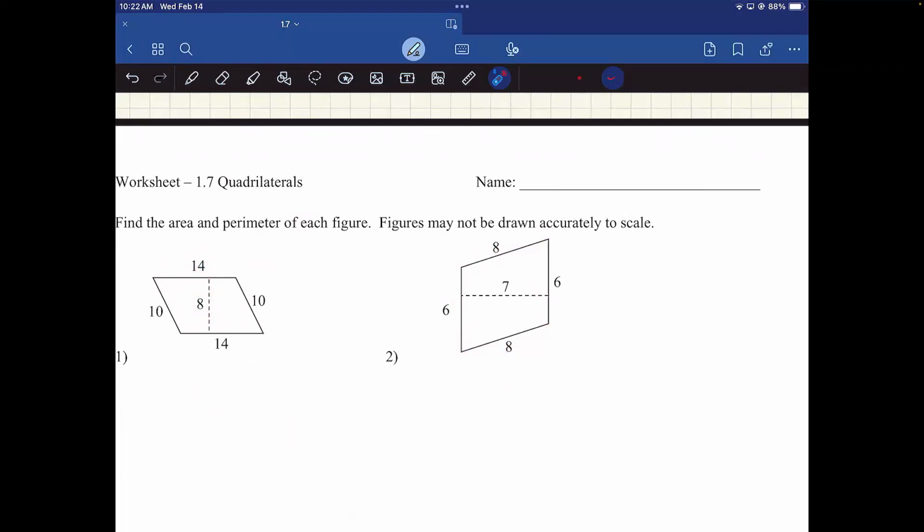So perimeter, I'm going to add the sides. Area, I'm going to do the base times the height. Any questions, comments, or concerns?